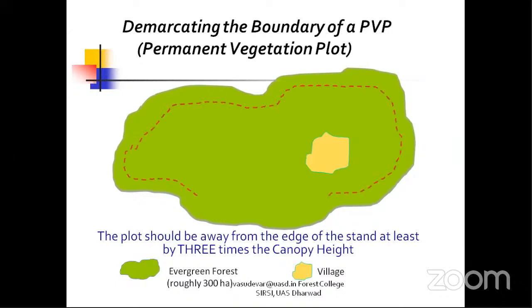Simply, what we can do is first ensure that the plot should be away from the edge of the forest. Suppose this is the forest edge, it should be at least 3 times the canopy height away from the edge. Suppose the canopy height is around 20 meters, then you must leave around 60 meters from the edge, and then consider all those areas for plotting. This is basically to avoid disturbance, the atypical vegetation that must have crept into the edges, in effect to eliminate the edge effect.